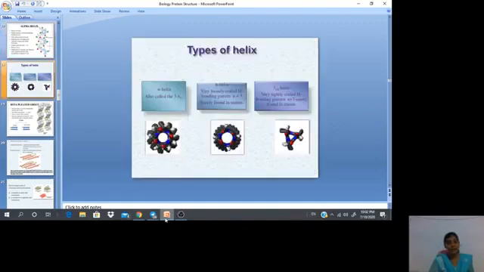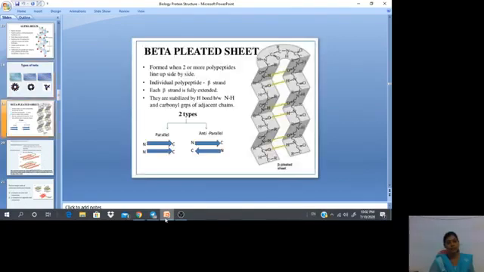There are many types of helix. Alpha helix, as we showed in the previous slide, is also known as 3.6 13. Pi helix has a very loosely coiled hydrogen bonding pattern. 310 helix has a very tightly coiled hydrogen bonding pattern. These all three are shown in this figure.